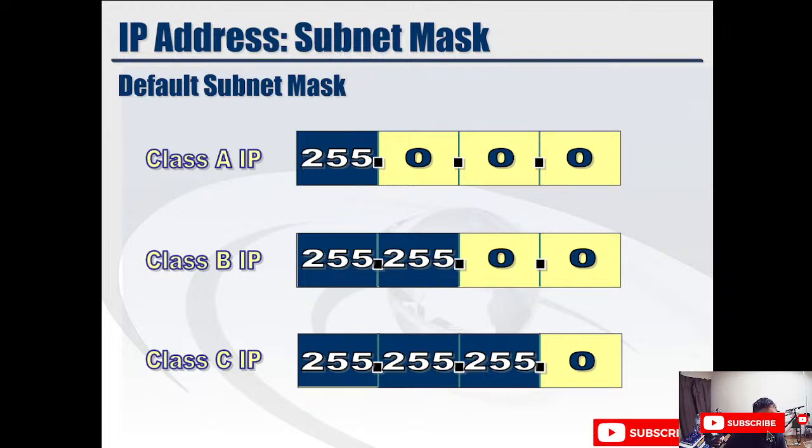While class B, dalawa siya. Dito is from 0 to 127. Dito naman is 128 to 191. Dito naman is from 192 and so on. Class D and class E, reserve yun sila. Okay. So pag class B, dalawang first octets, full, 255, and the third and fourth should be zero. While class C, yung tatlong first octets, dapat full, 255 lahat, tapos zero.